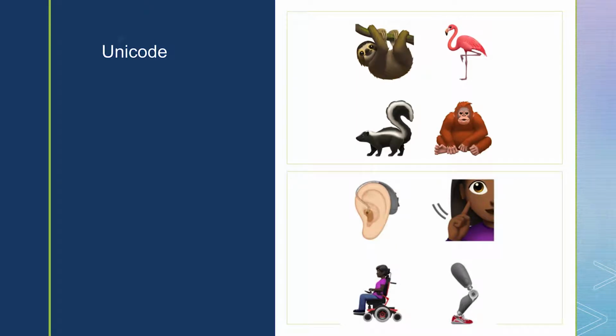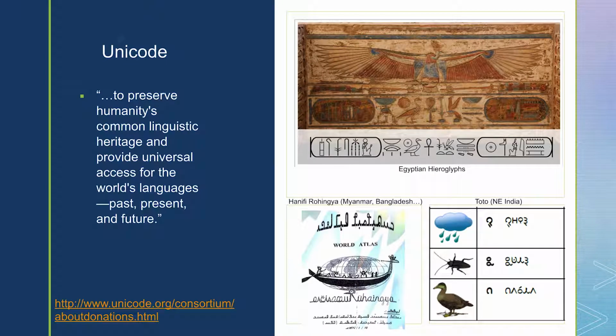My project works on the development of the international standard called the Unicode Standard, or as I'll refer to it here, Unicode. For many people, Unicode has something to do with getting emoji onto your mobile phone. But Unicode actually encompasses much more than emoji. The broader goal of Unicode, as described on its website, is to preserve humanity's common linguistic heritage and provide universal access for the world's languages, past, present, and future.